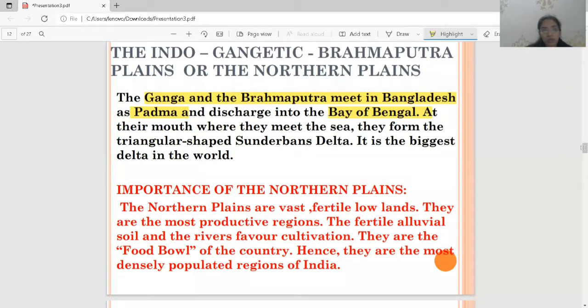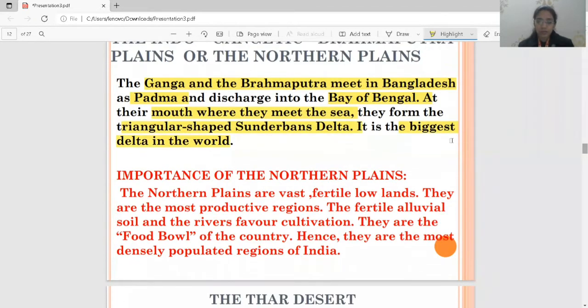At the mouth where they meet the sea, they form a triangular shaped Sundarban Delta, that is nearby West Bengal. So where they discharge into the sea, the Bay of Bengal, they form a triangular shaped delta that is known as the Sundarban Delta. Underline, it is the biggest delta in the world.